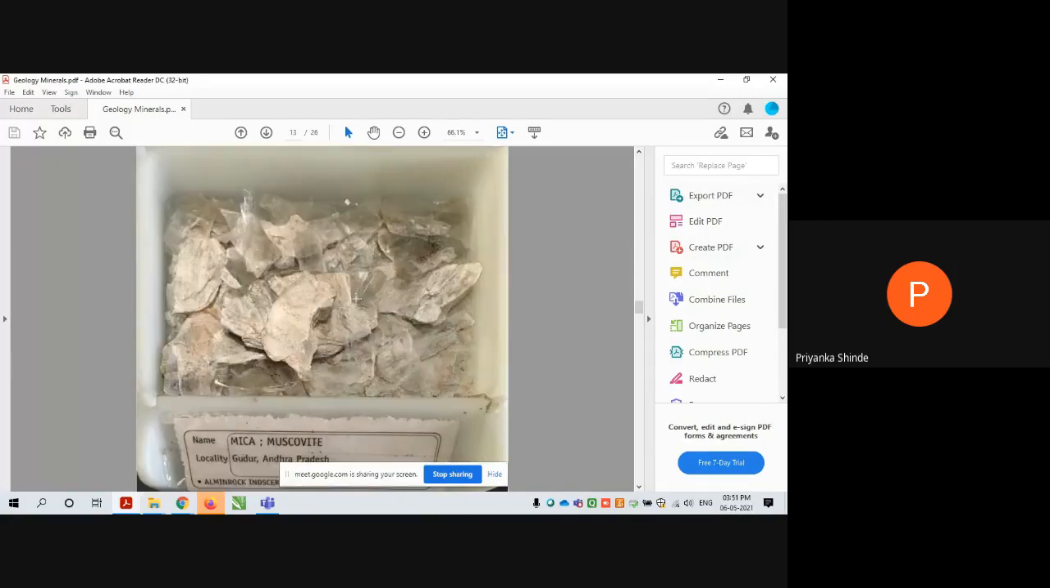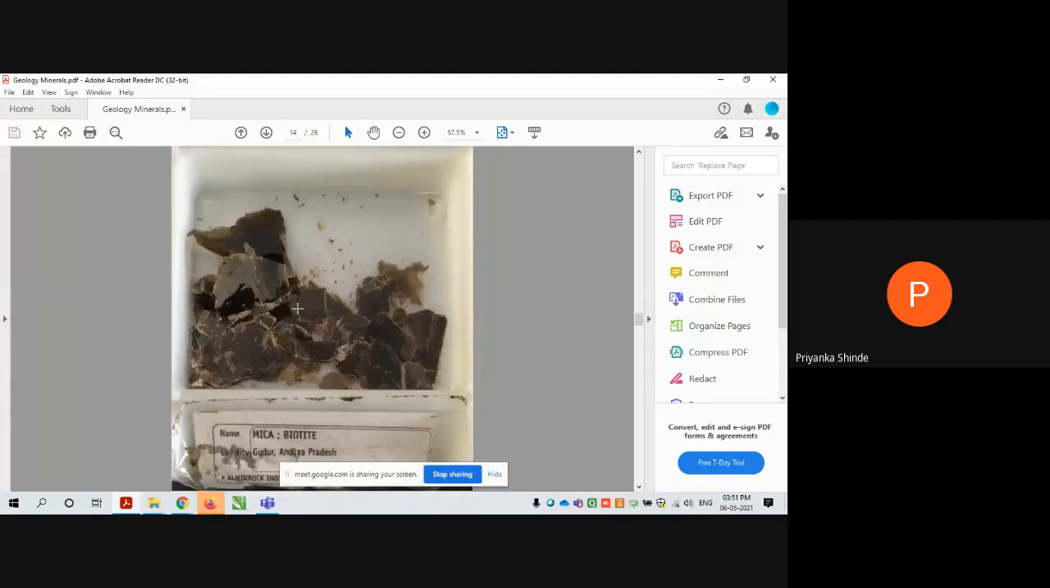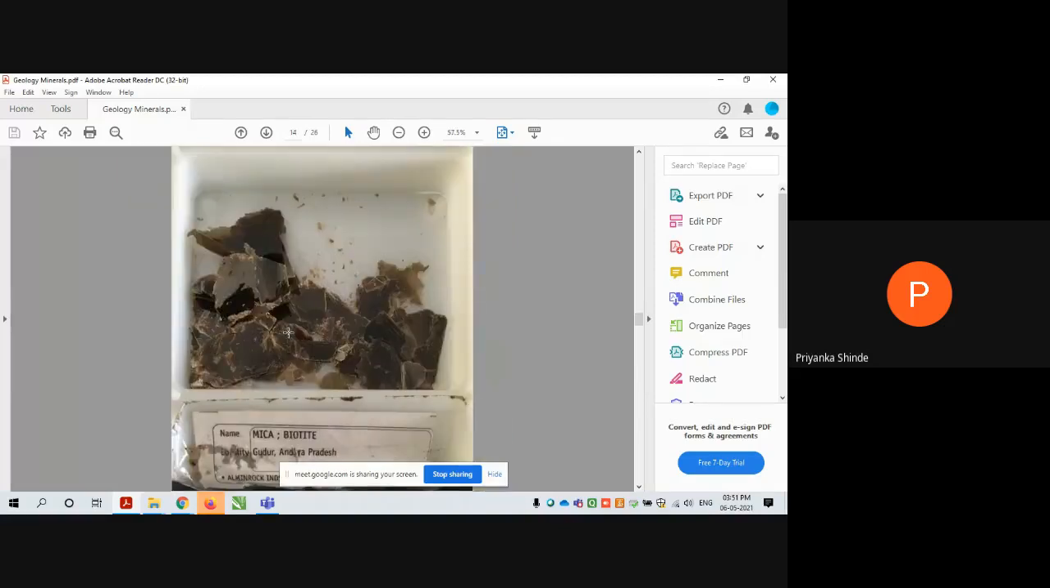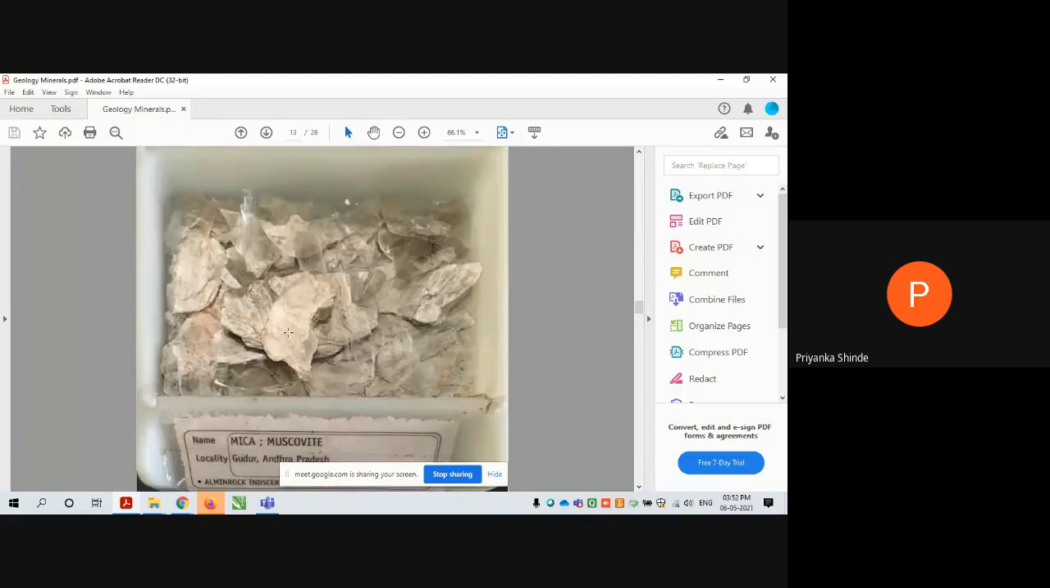In the mica group we have two: muscovite, which is a transparent colorless variety. If you see a single piece of this, it is very thin. Then this is biotite, which is black or brown in color. So these are the two varieties of mica. The special properties, if you talk: the luster is pearly. If you see the surface, it shines like a pearl. It looks like a pearl. So the luster is pearly.